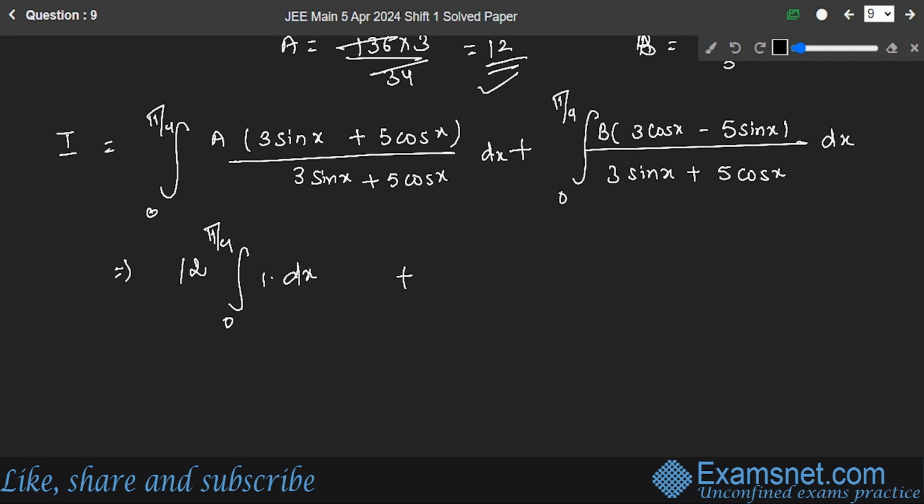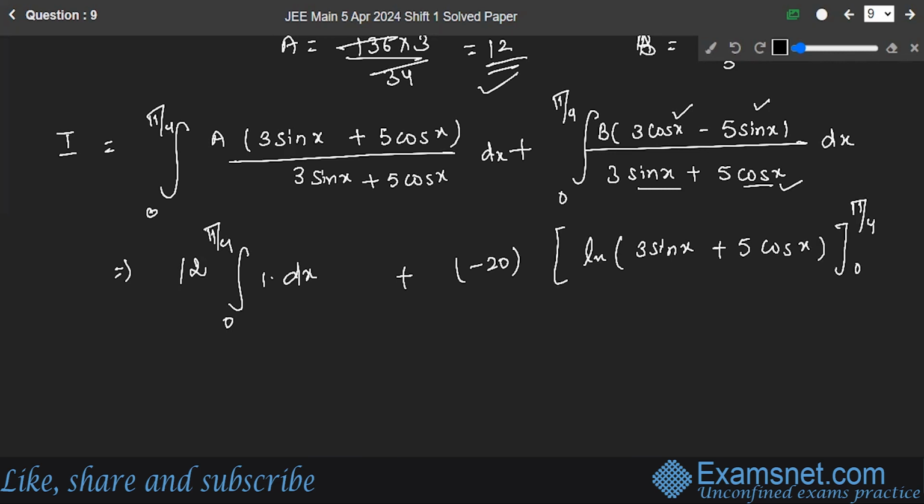And let's take the b outside. B was equal to minus 20. And see, the numerator is the derivative of the denominator. So the derivative of sin x is cos x, the derivative of cos x is minus sin x. So this can be written as log of (3 sin x + 5 cos x), limit 0 to pi by 4. This gives me x from 0 to pi by 4, minus 20 log of, let's fill in the values.